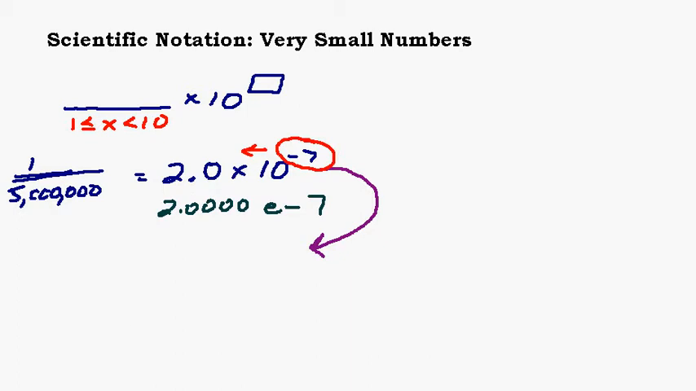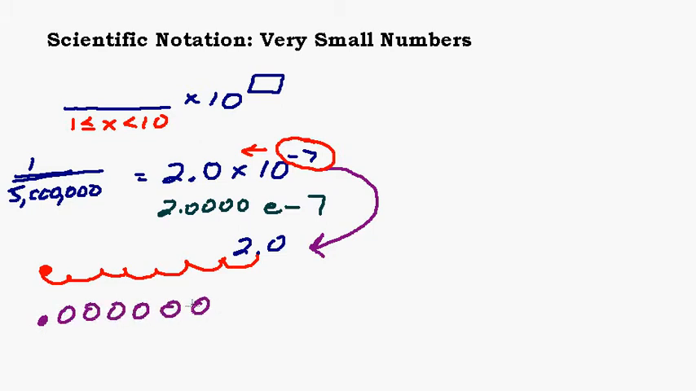So I'm going to take this 2.0. I'm going to start with 2.0 if I want to write this out the long way, and I'm going to move the decimal 7 places to the left. So once around the 2, and then I'm going to have 6 more places to go. 1, 2, 3, 4, 5, 6, and that's where my decimal is going to be, and I would fill in the rest of these with zeros. So my final answer would look something like decimal, 1, 2, 3, 4, 5, 6 zeros, with a 2. And that's the same as 2.0 times 10 to the -7th power.